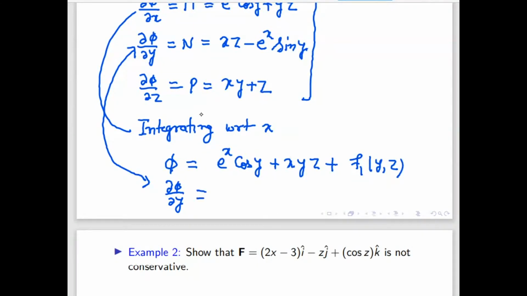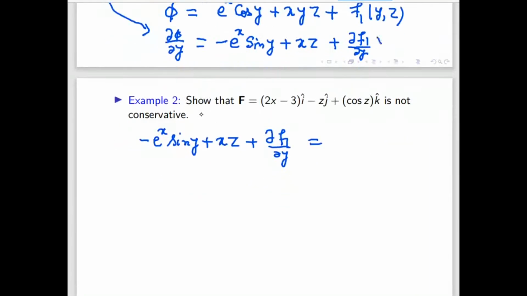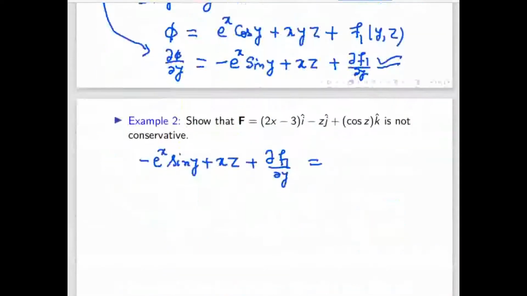So if we differentiate with respect to y, then the derivative of this with respect to y will give e to the power x, cos y will give minus sin y, and xyz with respect to y will give xz, and the derivative of f1 with respect to y will give del f1 by del y. So now on comparing both del phi by del y, what we will get? We will get minus e to the power x sin y plus xz plus del f1 by del y. This is this value, and from here we will get this one, xz minus e to the power x sin y. So both are equal.